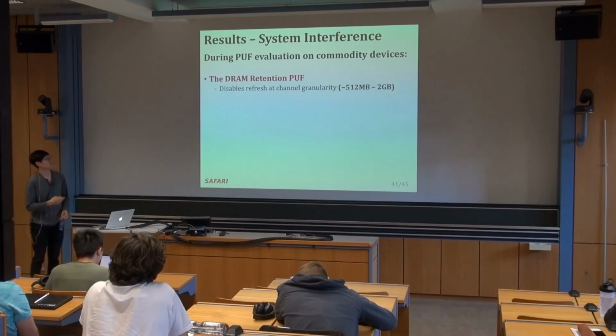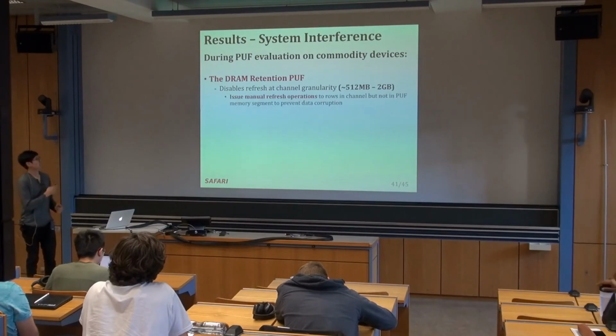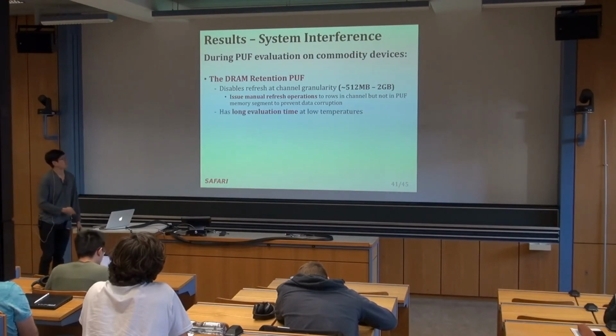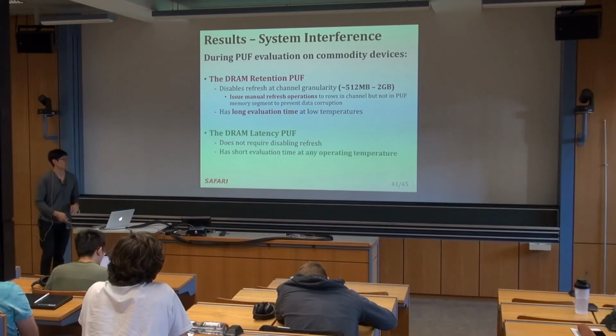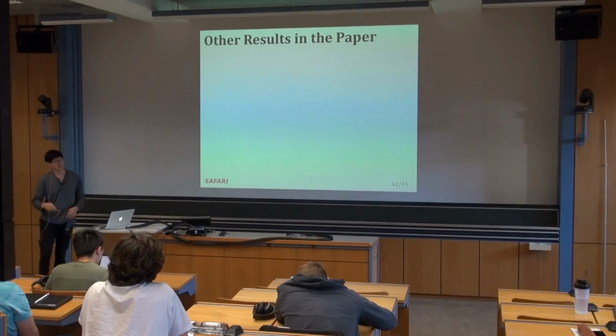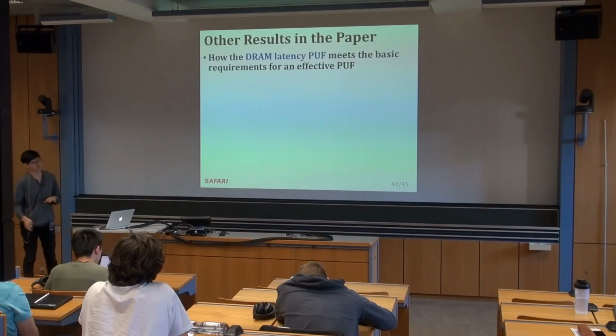PUF disables refresh at channel granularity and requires manual refreshes to all the rows in the channel, but not in the PUF memory segment, to prevent data corruption. And it has long evaluation times at low temperatures. On the other hand, the DRAM latency PUF does not require disabling refresh and has short evaluation time at any operating temperature.